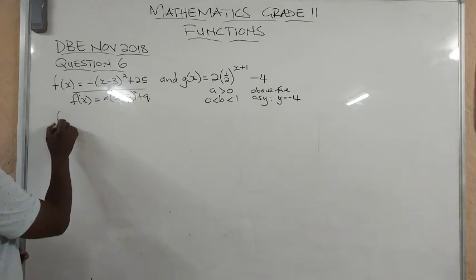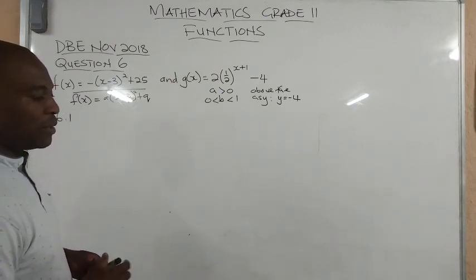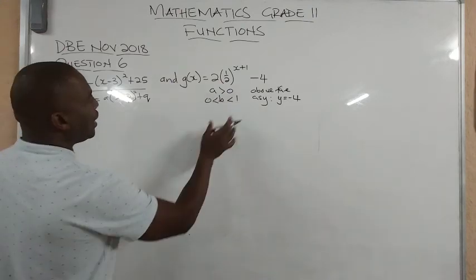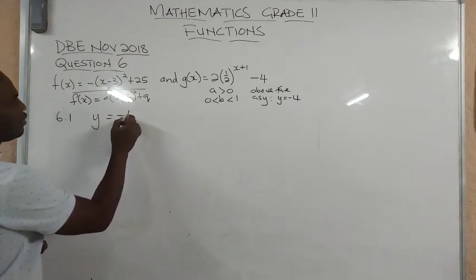6.1. Write down the equation of the asymptote of g. Now g is here, we have already indicated the asymptote, that is y is equal to negative 4.